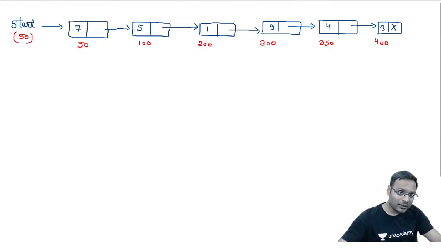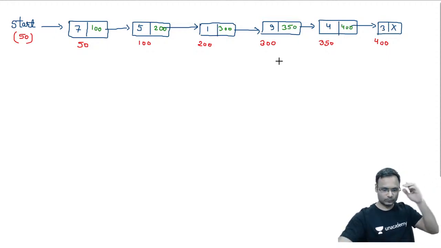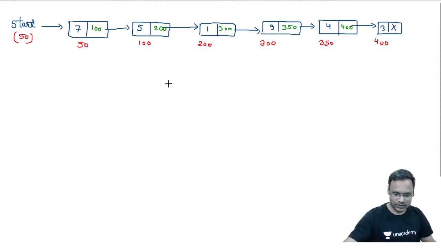What should be the value here? Address of the second node 100. What should be the value here? Address of the next node 200. What should be the value here? Address of the next node 300. Value here, थोड़ा सा क्लीन कर देते हैं इसको. Address of the next node 350 and the last में address of the last node 400 and next one is null. Next node is null.